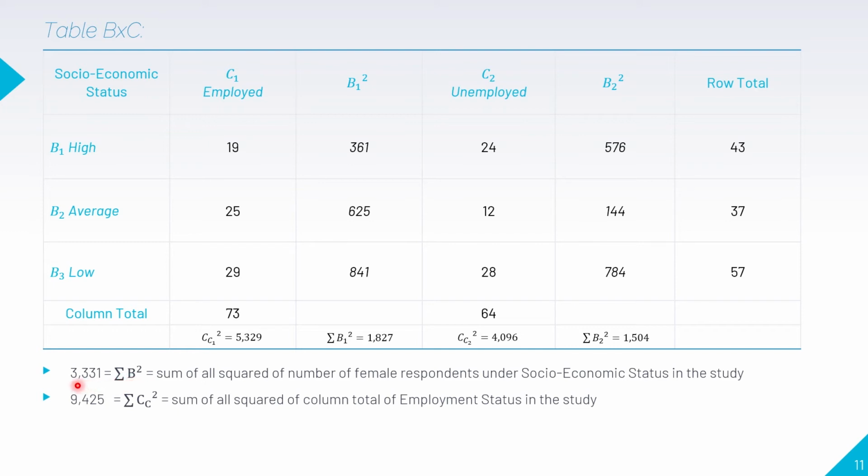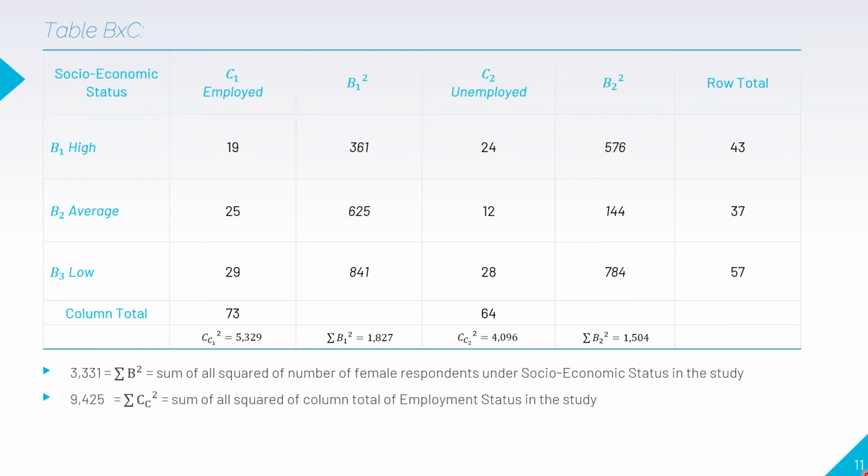3,331. So our column is 19 plus 25 plus 29, we have 73. So let's just square this value. 73 squared, we have 5,329. 64 squared, we have 4,096. 5,329 plus 4,096, and we have the answer 9,425 in our summation of C sub C squared.